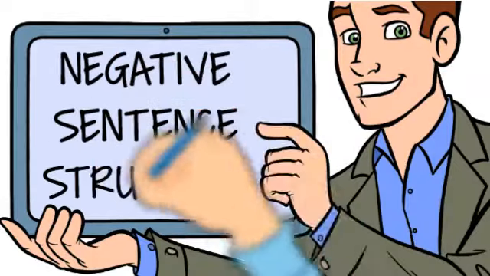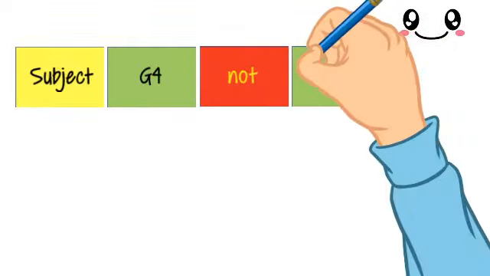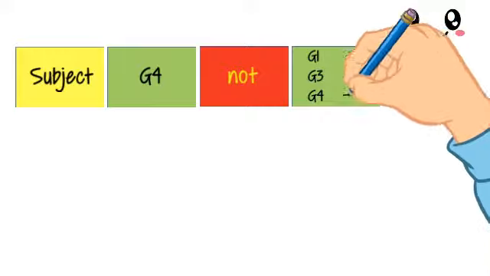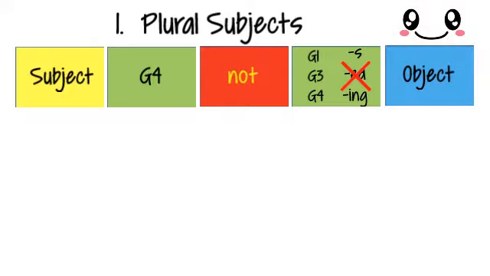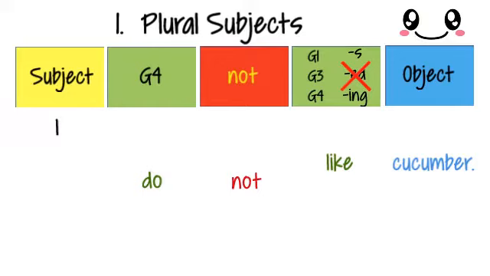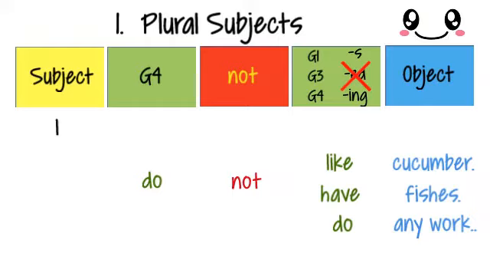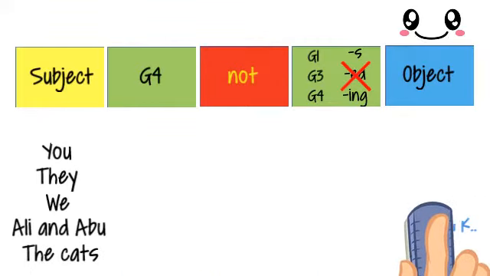Next, we are going to learn negative sentence structure. For negative sentence structure, we must follow subject, G4, not, G1, G3, G4, no S, no ED, no ING, and then object. For example, I do not like cucumbers, I do not have fishes, I do not do any work. It is the same for you, they, we, Ali and Abu, the cats.